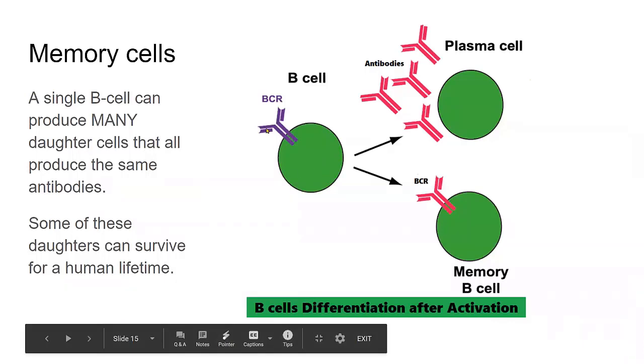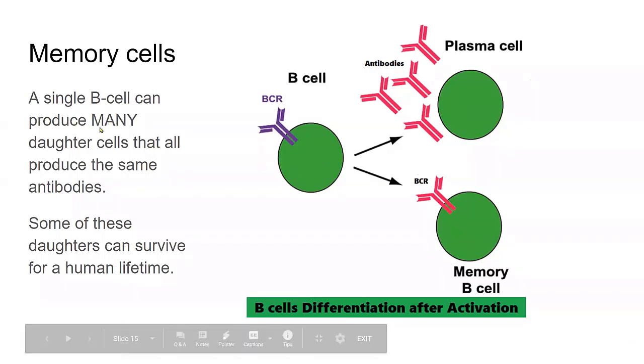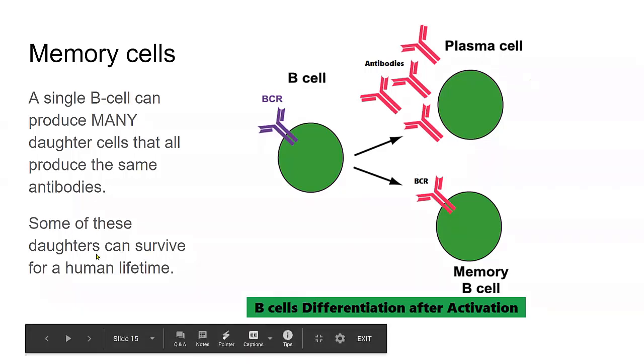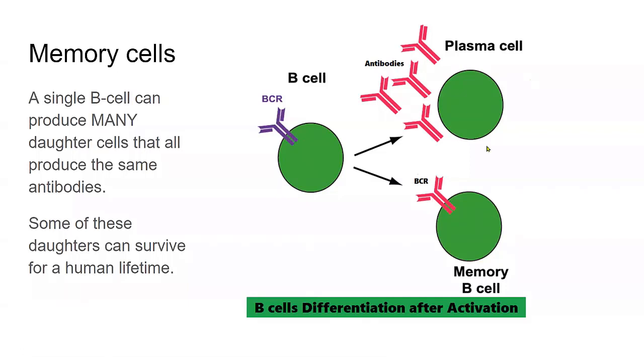So B cells make antibodies. A single B cell can replicate, duplicate itself, produce many, they're called daughter cells, that all produce the same antibodies. And some of these daughters can survive, they're called memory cells, for a human lifetime. So these make the antibodies that clear the infection right now. These memory cells remain in your body for the rest of your life, saying, if needed, we can make a bunch of these warrior cells very quickly. We know what to make, we know how to make it, we'll do that.